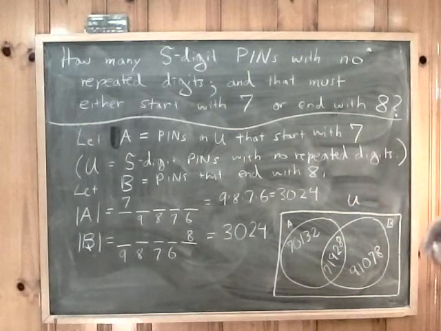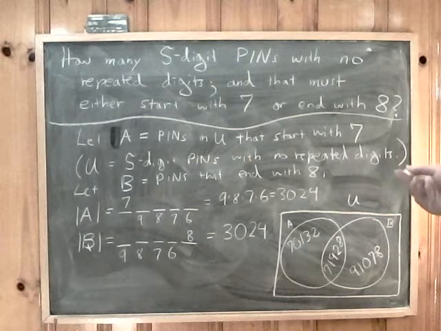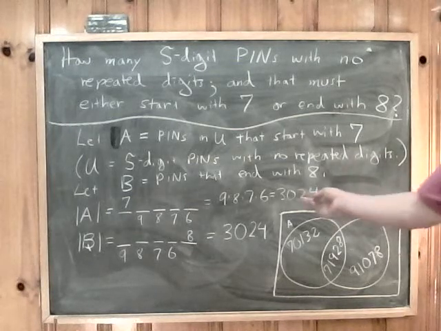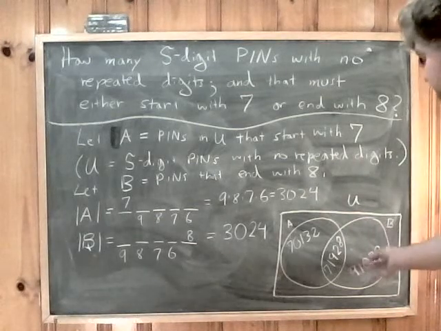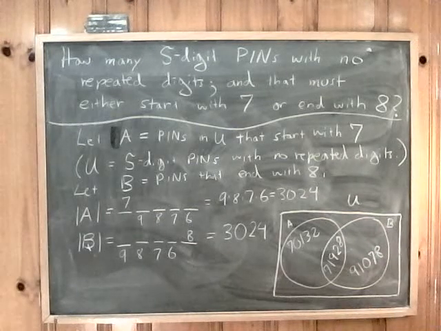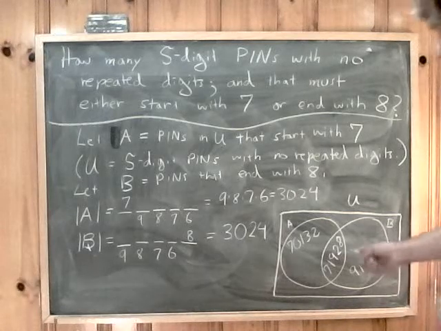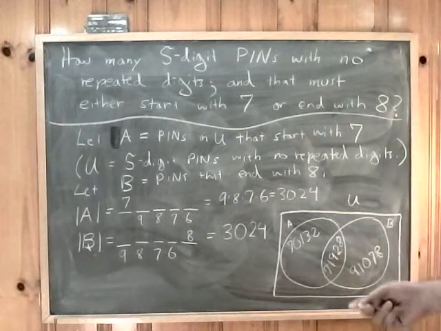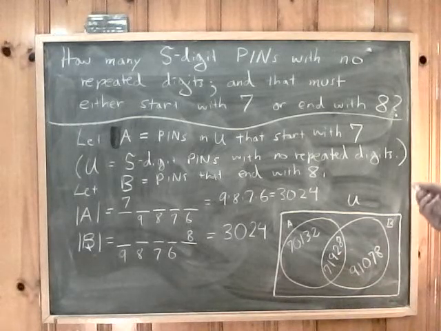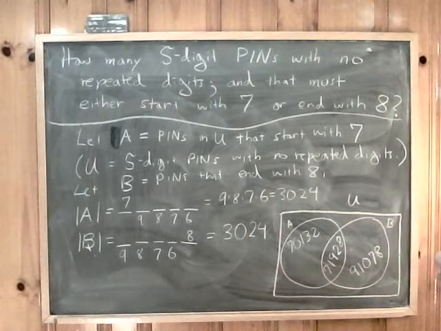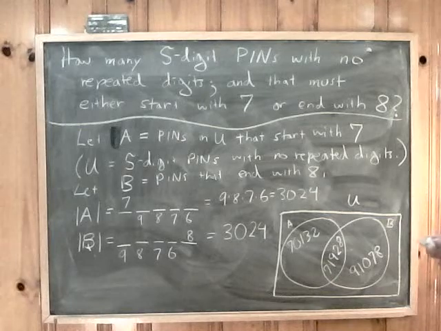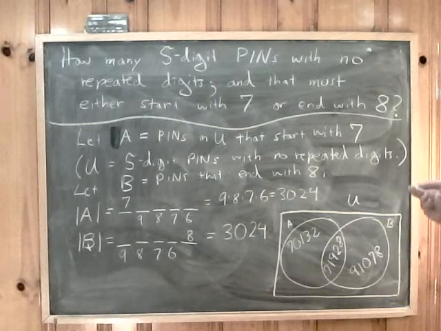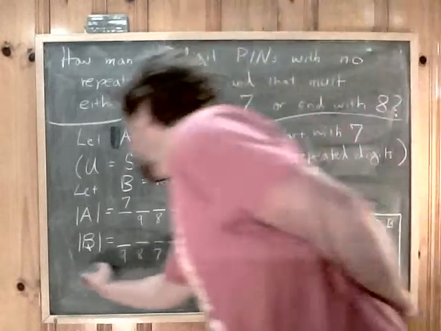Now, if we've counted everything that's in the circle A to come out to 3,024 possible numbers, and everything that's in the circle B, there's another 3,024, then what we've done is we've counted this one in the middle twice, and any other pin number that landed in the middle, the intersection, has been counted twice. So we need to subtract that off, and so we also need to know how many are in there. So that's this.